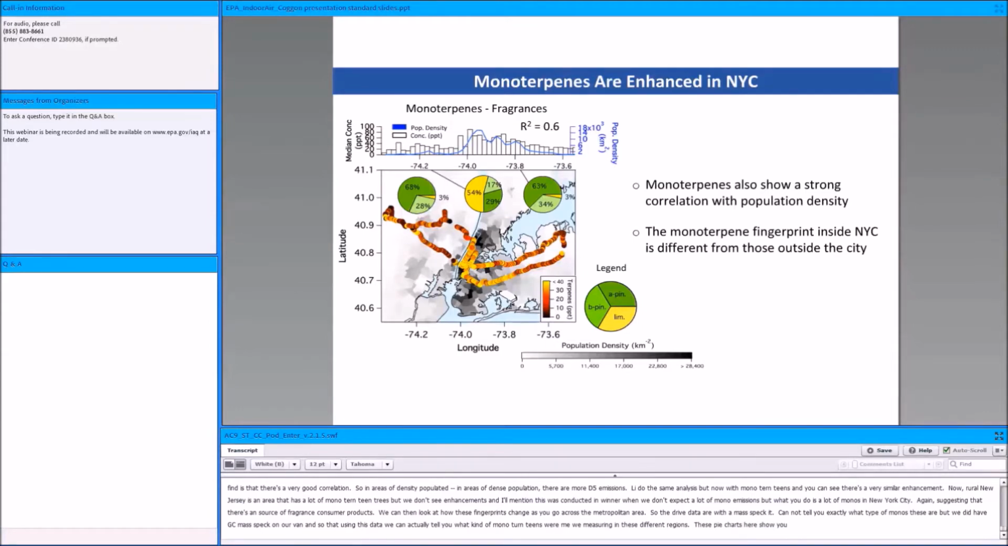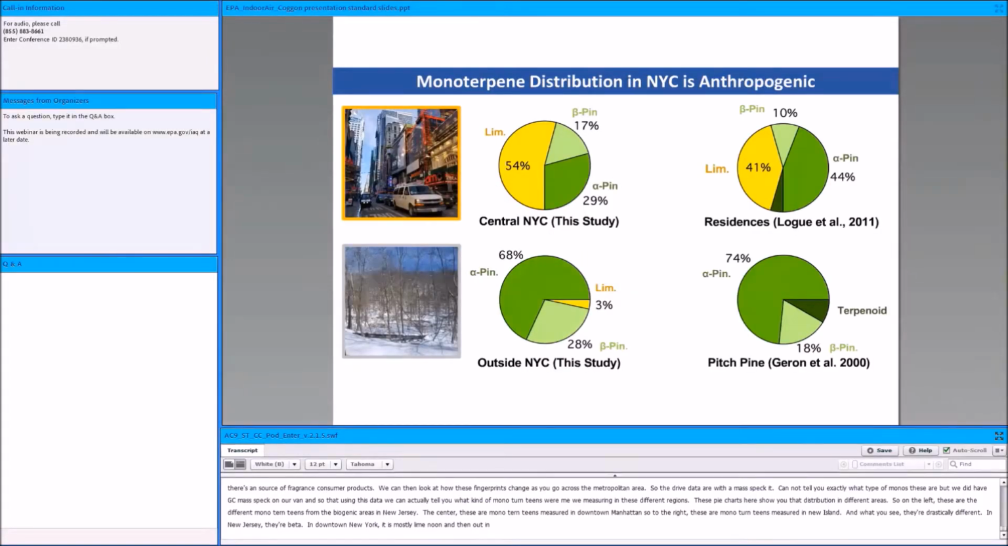So on the left, these are the distribution of monoterpenes from the biogenic areas in New Jersey. The center, these are monoterpenes measured in downtown Manhattan, and to the right, these are monoterpenes measured in Long Island. And what you see is that the distribution is drastically different. In New Jersey, most of the monoterpenes are alpha and beta pinene. In downtown New York, it's mostly limonene. And then out in Long Island, we again have that domination of alpha and beta pinene. Okay? And so because this distribution is different, it tells us that there's different types of monoterpenes being emitted, and we can link this back to our anthropogenic fingerprint.